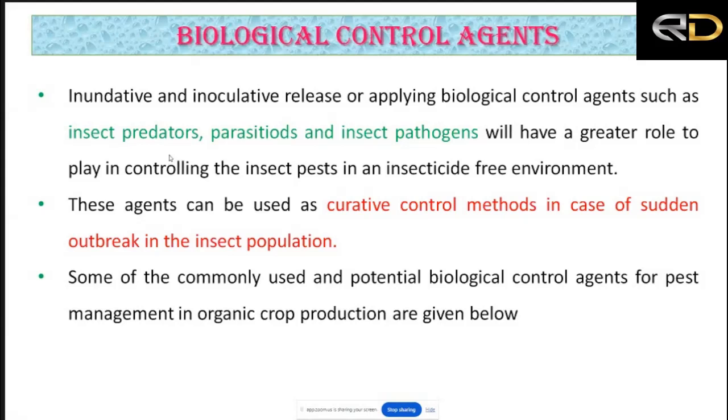If any of these three things are followed, they may act like a predator, a parasitoid, or an insect pathogen. They will all be considered under biological control agents. So if preventive measures have not worked out, then we go for curative control methods when a sudden outbreak of an insect population occurs, as we are not allowed to use any synthetic chemicals.